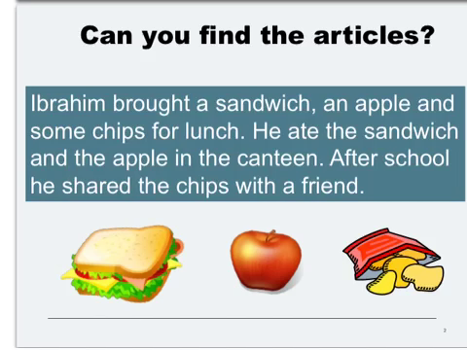In the first sentence, you should have found two articles. Ibrahim brought a sandwich and an apple and some chips for lunch. In the second sentence, there are three articles. He ate the sandwich and the apple in the canteen. In the last sentence, there are two articles. After school, he shared the chips with a friend.